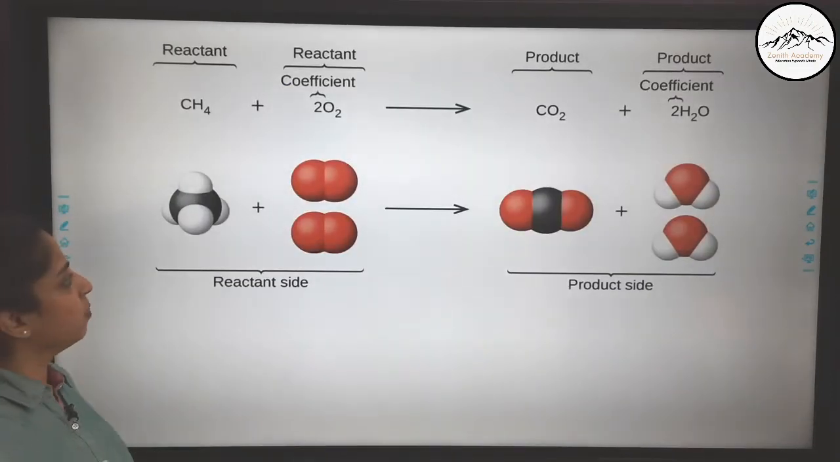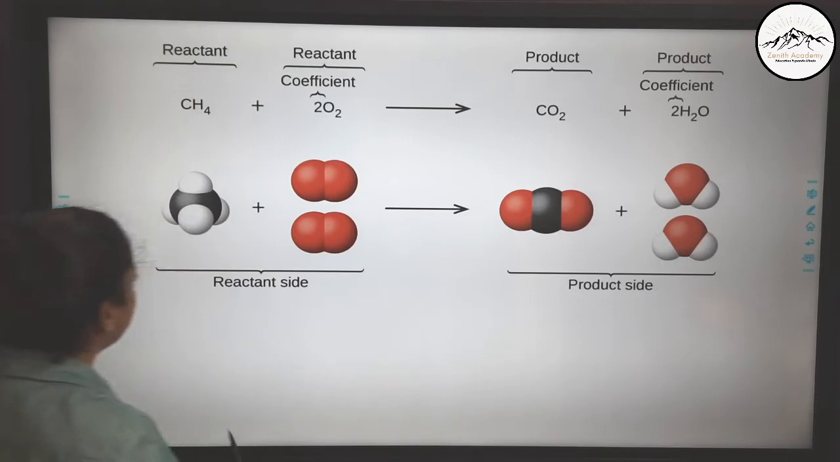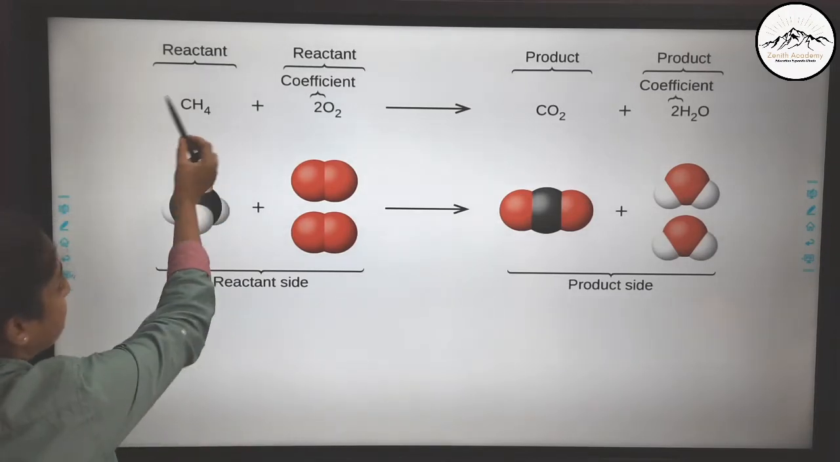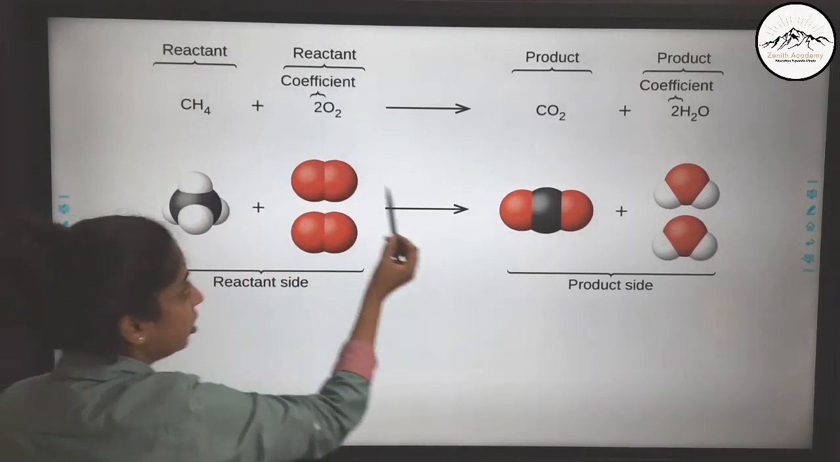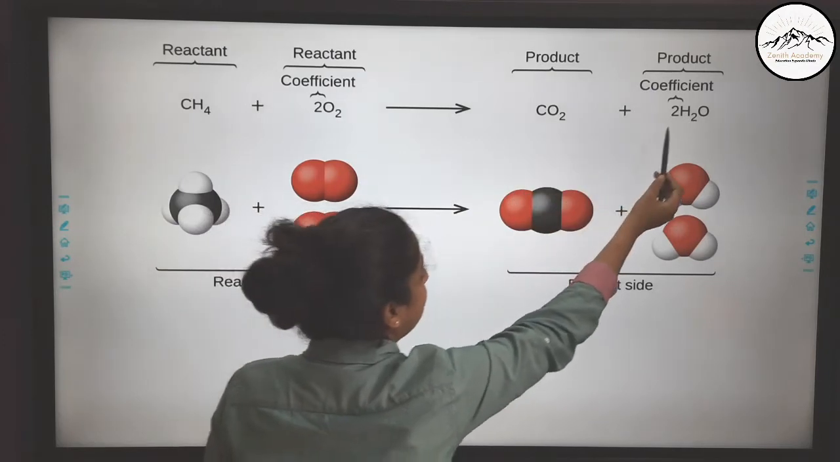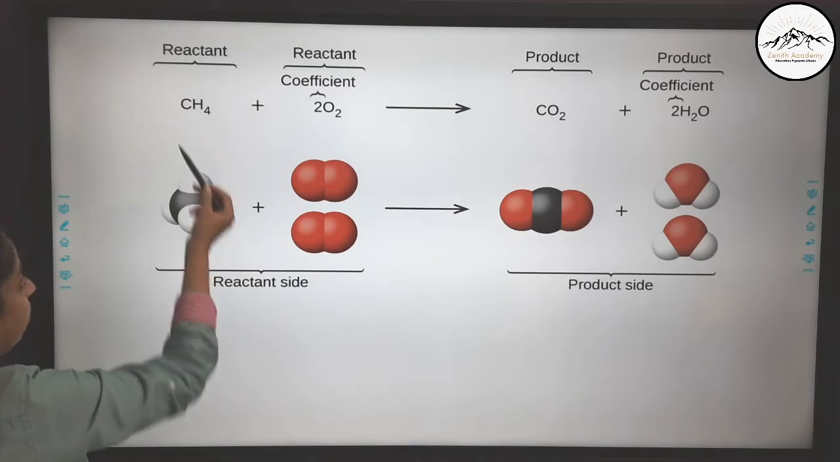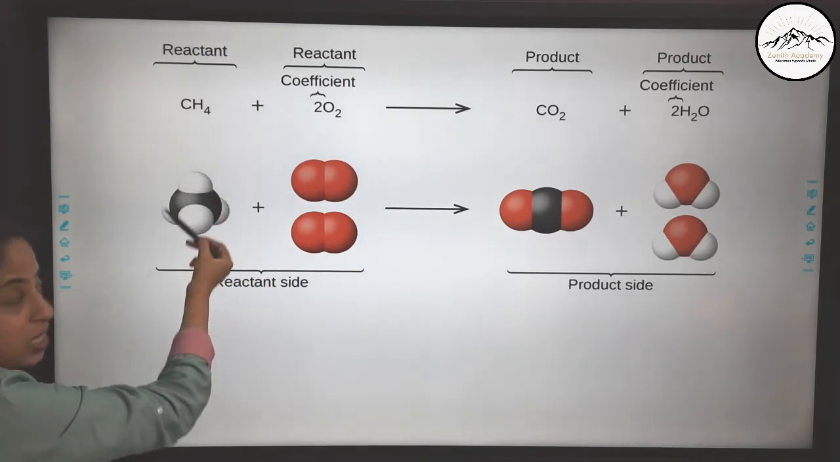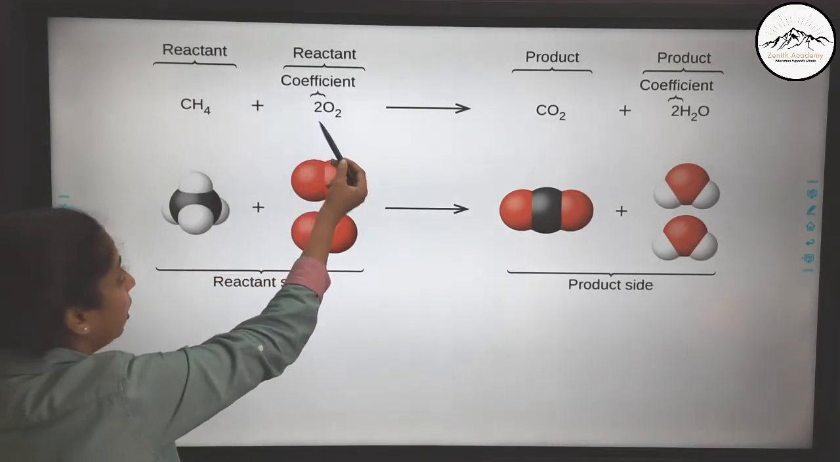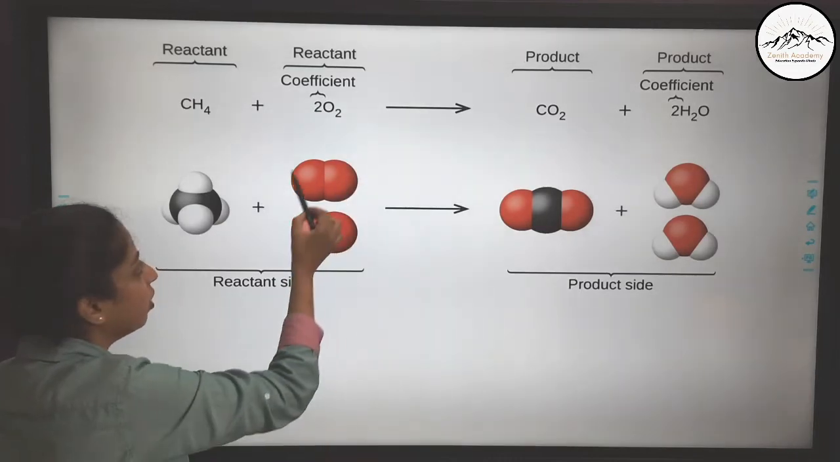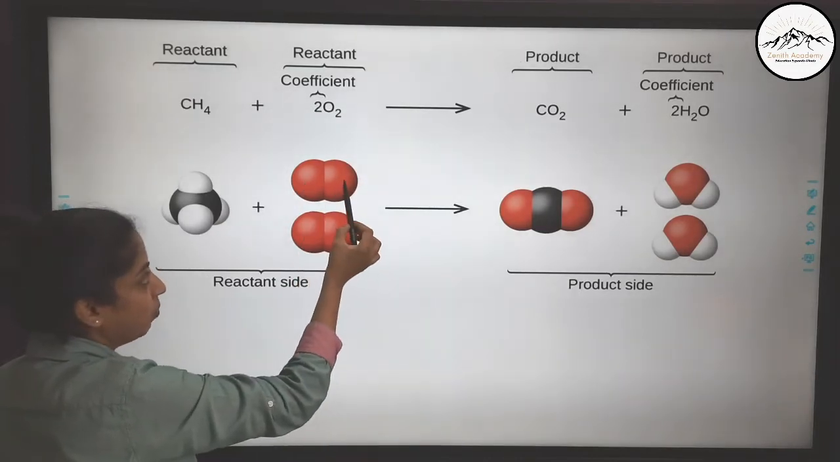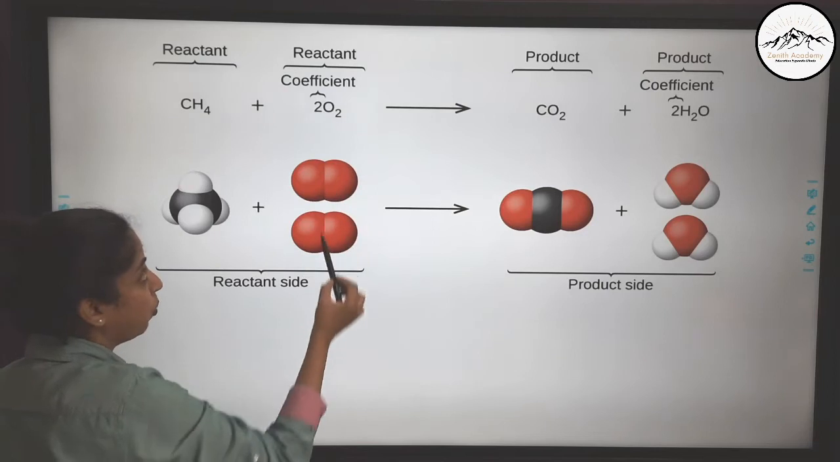Now students, here is a balanced chemical reaction. CH4, that is methane, plus twice oxygen reacts to give carbon dioxide and twice water. Here you can see there is one molecule of CH4, that is methane. There are two molecules of O2. Here you can see one molecule of oxygen, one oxygen atom and one oxygen atom. So there are two such molecules.